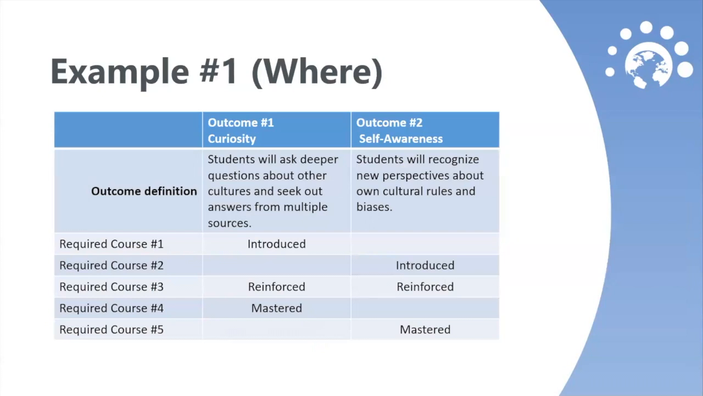Here's one example of a simple curriculum map. We're looking at two intercultural outcomes, curiosity and self-awareness. And the map tells us in which courses they are introduced, reinforced, or mastered.